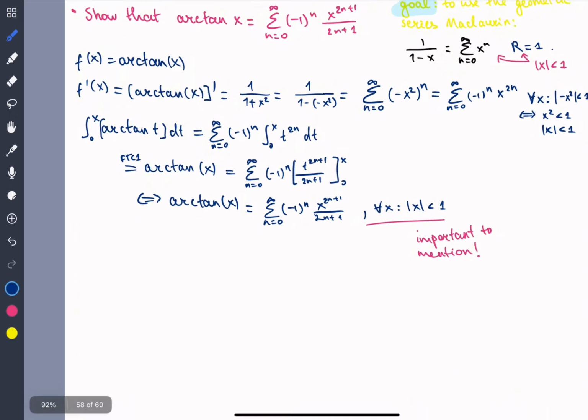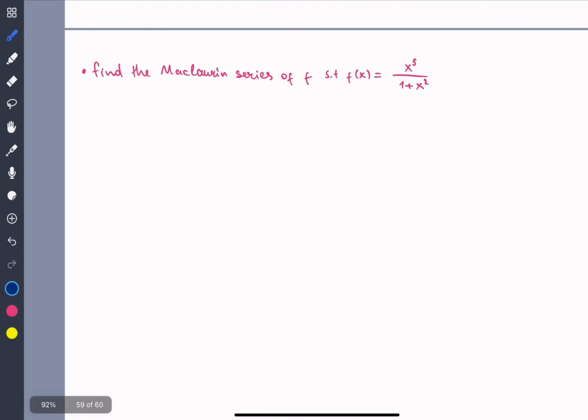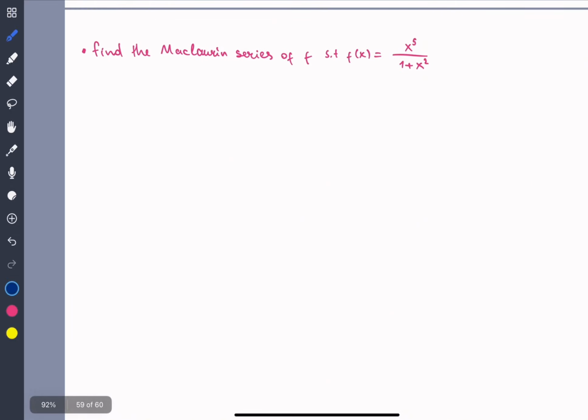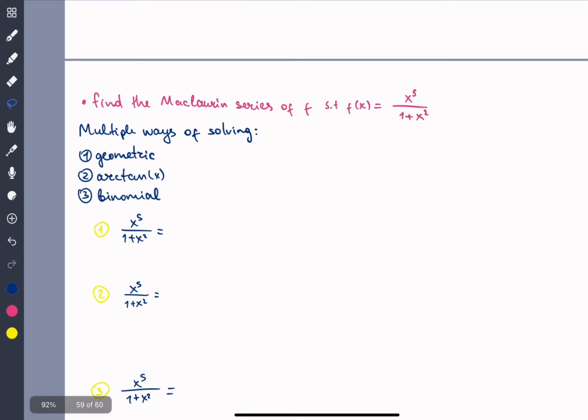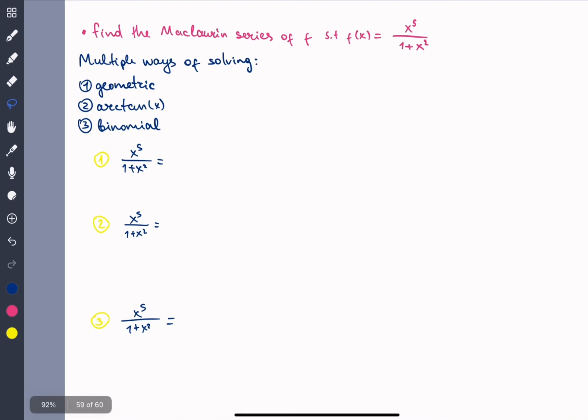Let's move to the next question. We have to find the Maclaurin series for the given function. There are multiple ways of solving this. Today I'll show how to do it by the use of geometric, arctangent x, and binomial Maclaurin series. First, I'll start by doing the geometric series.